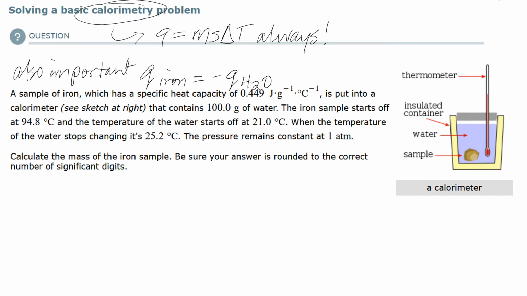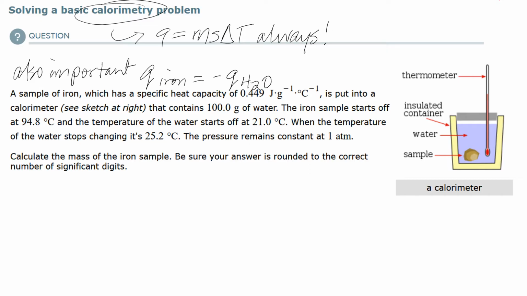What are we being asked to do in this problem? We are being asked to calculate the mass of the iron sample. Note that mass is one of the terms in the Q equals m s delta T equation. The other thing to notice is we know how much water we have, 100 grams. We know what the initial temperature of water is, 21 degrees. We know what the final temperature of water is, 25.2 degrees centigrade. The specific heat of water is always 4.184 joules per gram degree centigrade.